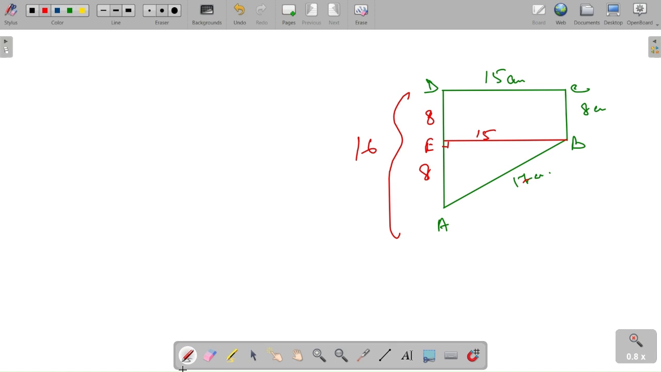So the answer will be 180, correct? Sir, what I did was first find out the rectangle area plus the triangle area. Yes, that is also possible. That is also acceptable, correct?